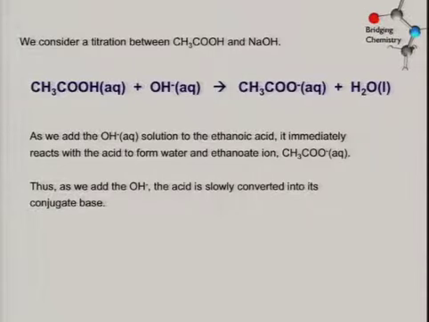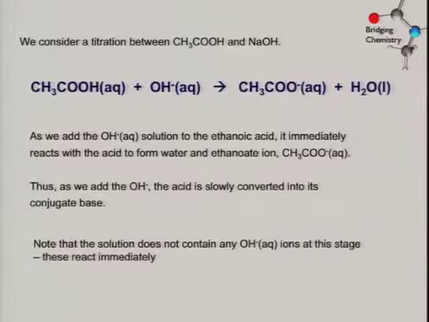Yeah? And so as we add the hydroxide, the ethanoic acid is slowly changed into its conjugate base, into the ethanoate. So you add the hydroxide, it immediately reacts and turns into water, and the acid gets converted into ethanoate. And so the point to make here is that we consider that the solution contains no hydroxide ions at this point in the titration, because as soon as you add them, they react and turn into water.